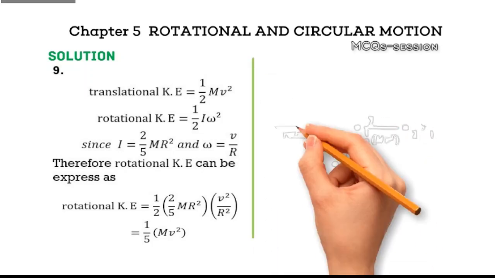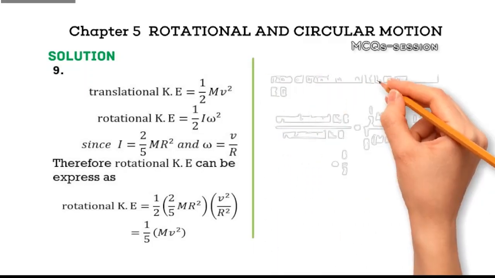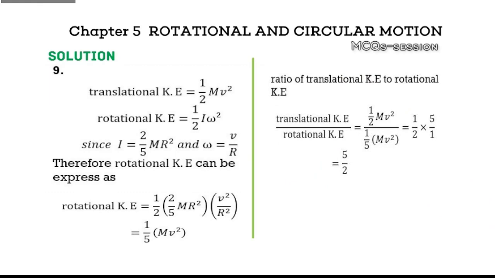To find the ratio, divide the translational kinetic energy by the rotational kinetic energy. Simplify this ratio by canceling out any common terms. The result is that the ratio of translational kinetic energy to rotational kinetic energy is 5:2.